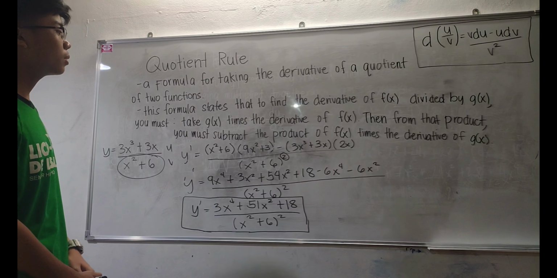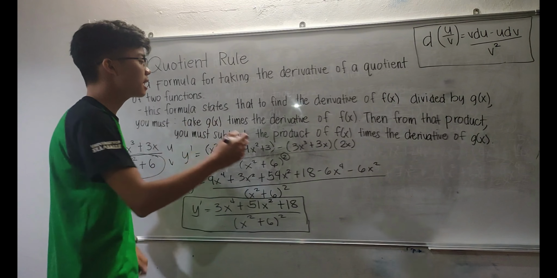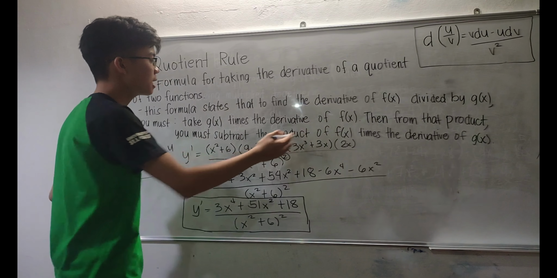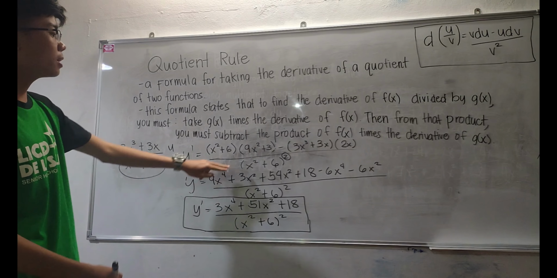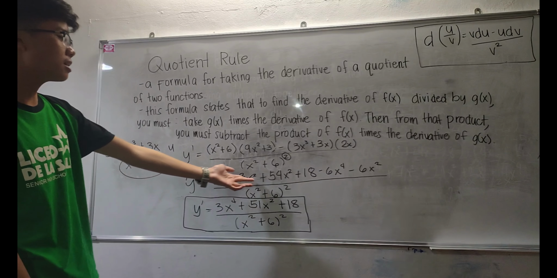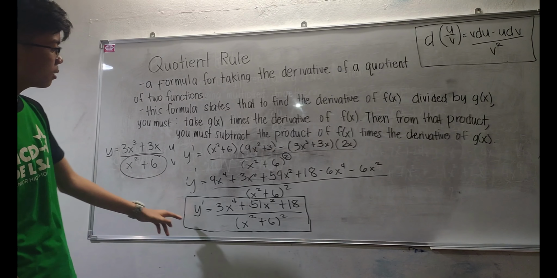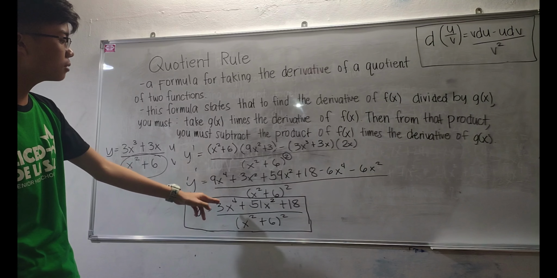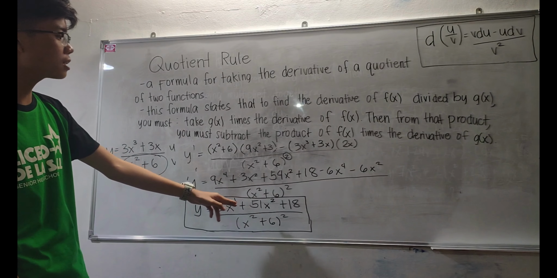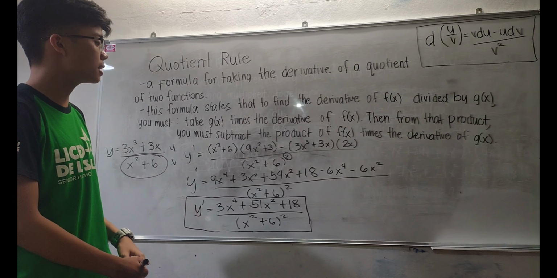Use the FOIL method on both sides, and then don't forget the sign, which is a negative, to the right side. And then just copy the denominator, and then we just arrive at the answer and then combine the like terms. So the answer to this example is y prime is equal to 3x raised to the 4th power plus 51x squared plus 18 over x squared plus 6 squared.